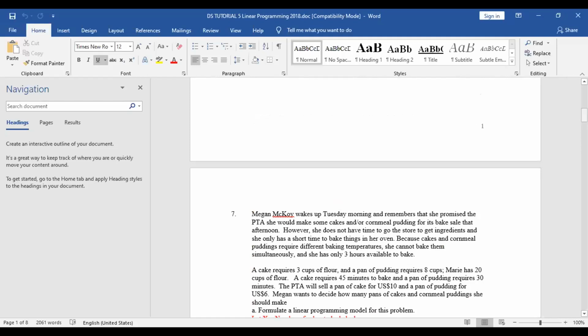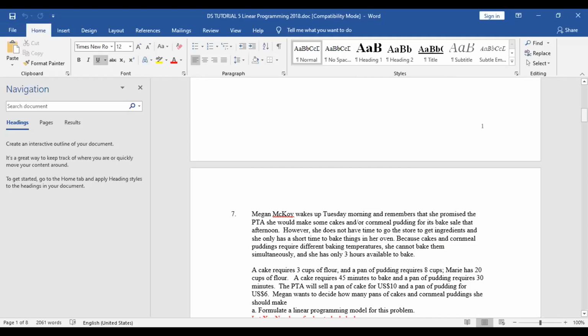Oftentimes when you get a problem for linear programming, this is how it is going to be given to you. You will have to take it and make it look like the question we just worked. That is, you're going to have to formulate the linear programming problem. So the question is, how do I make sense out of all of this information? If you get it wrong, remember your whole problem is going to be wrong. So the formulation is of the utmost importance. Now let's read the problem.